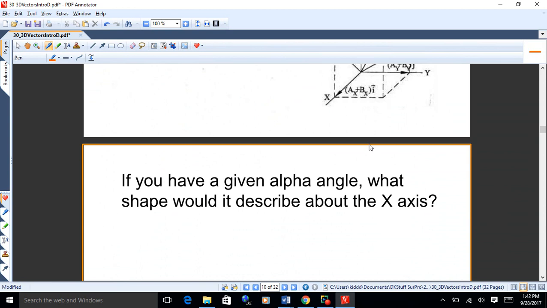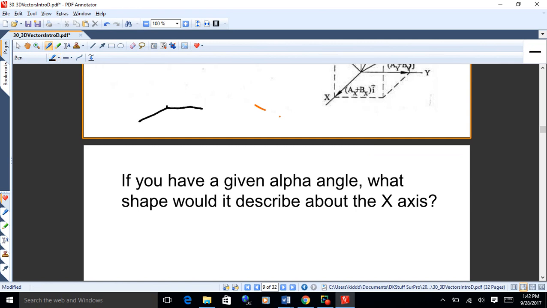So let's say I tell you alpha is 30 degrees. What shape would that be around the x-axis? If I say alpha is 30 degrees, what do you know about that vector? What shape does alpha equals 30 describe around the x-axis? Not a prism, no. Think about every possible location of a vector if alpha is 30. What's that going to look like? If you plotted up every possible location. Cone, yeah.